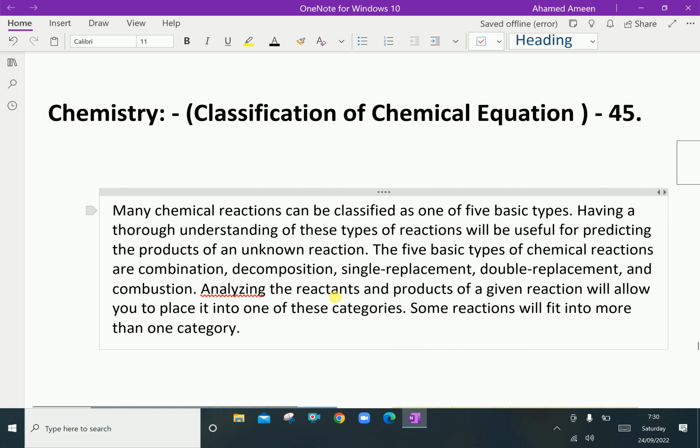Analyzing the reactants, that means what type of substance you have to put into that reaction is called a reactant, and the products, what comes out of a given reaction, will allow you to place it into one of these categories. Some reactions will fit into more than one category also.